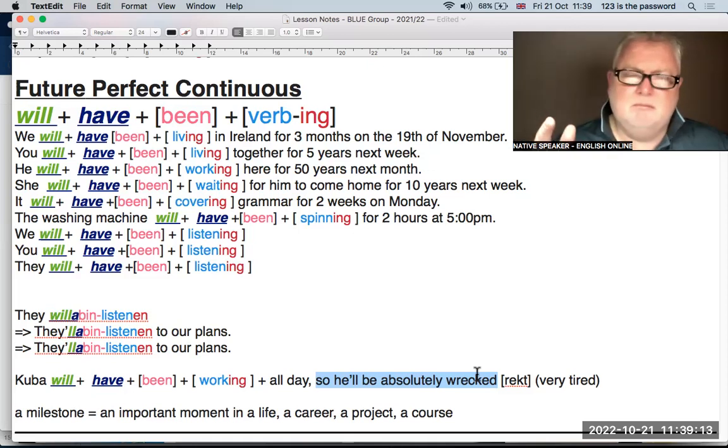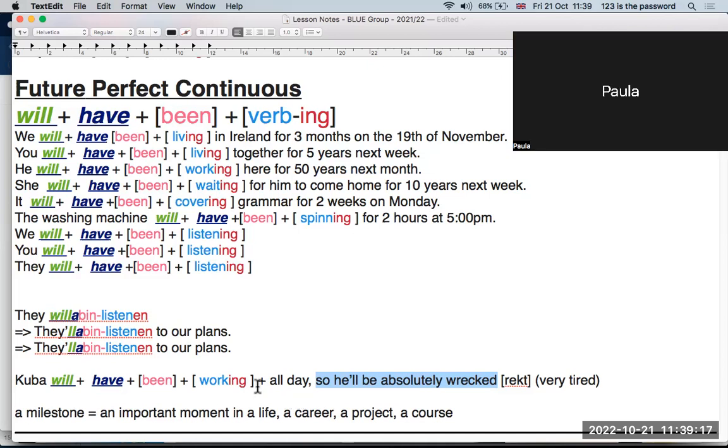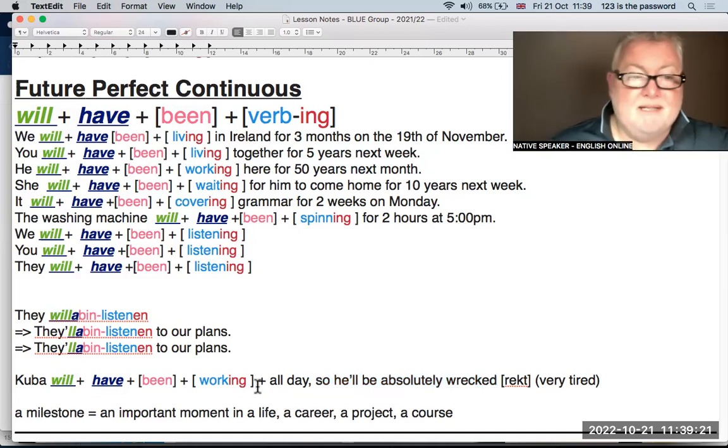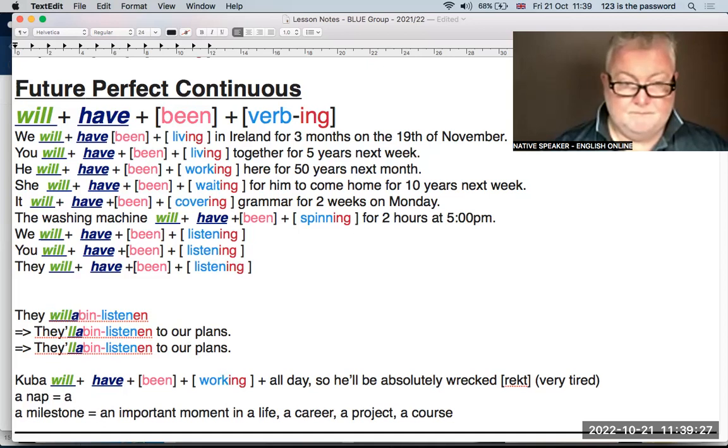What's a nap? A siesta. Yes, exactly, a siesta. A nap is a short sleep. And what's the verb? Have a nap, not do a nap, not make a nap, have a short sleep, okay?